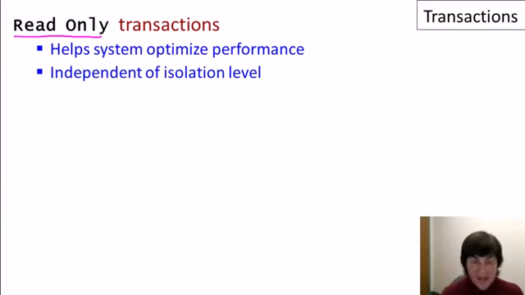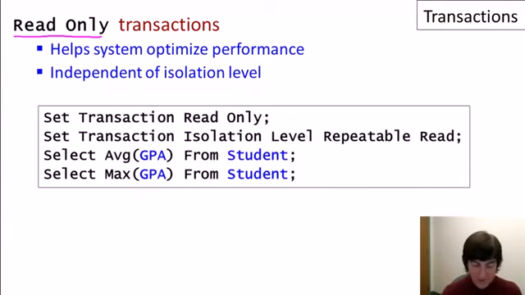What it does is it helps the system optimize performance. So if, for example, in our transaction where we were just reading the average GPA and the max GPA, we can set an isolation level, and then we can also tell the system that it's going to be a read-only transaction. That means we're not going to perform any modifications to the database within the transaction. The system can use that as a hint to figure out its protocols to guarantee the right isolation level, but it might not have as much overhead as if the transaction had the possibility of performing modifications as well as performing reads.